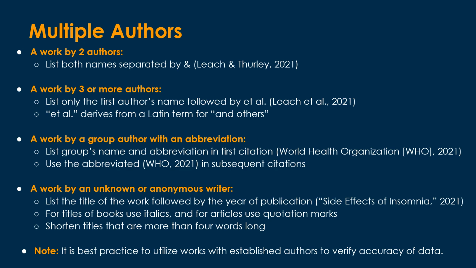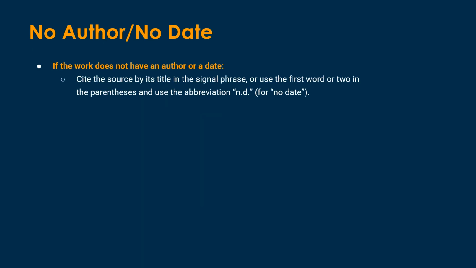Please note that it is best practice to use works with established authors as sources for your research papers, as works with listed authors tend to be more credible. Finally, if a work is undated, you must use the abbreviation N.D., standing in for no date, to indicate that. Cite the source by its title in the signal phrase, or use the first word or two in the parentheses, followed by a comma and N.D.